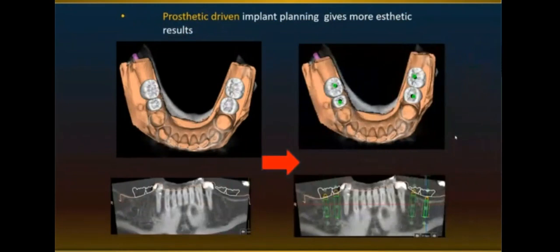So here you must know how the restoration will look like, and then go through implant planning. And it's very important that your implant planning software has a prosthetic simulation, so that you can put an imaginary wax up in order to visualize your treatment plan.